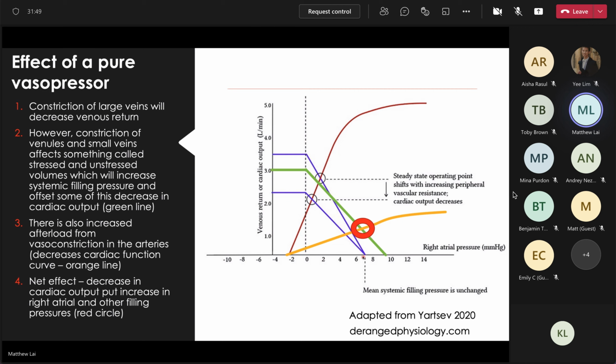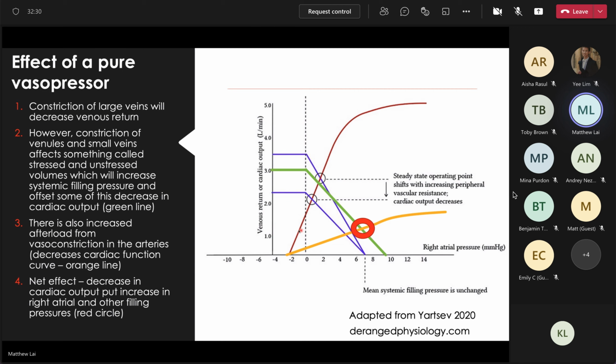So what actually happens when the small venules contract is that your curve will shift to the right. So this blue line shifts to where this green line is here. So that's what happens on the venous side. But what happens on the heart side when we constrict our peripheral vasculature? Well, we get increased afterload because the heart has to work harder to do the same job. So our cardiac function curve will actually decrease as well. So we've got our green line and our orange line. Where do they cross? Here.